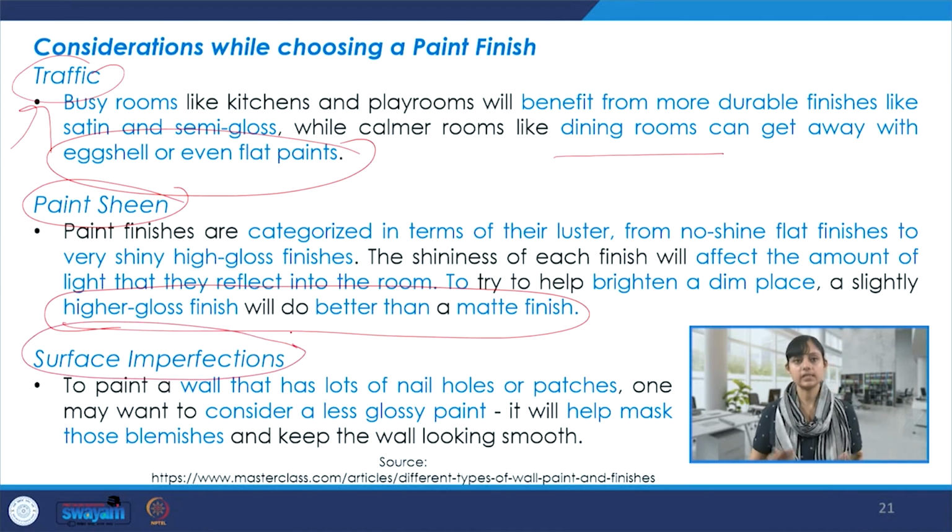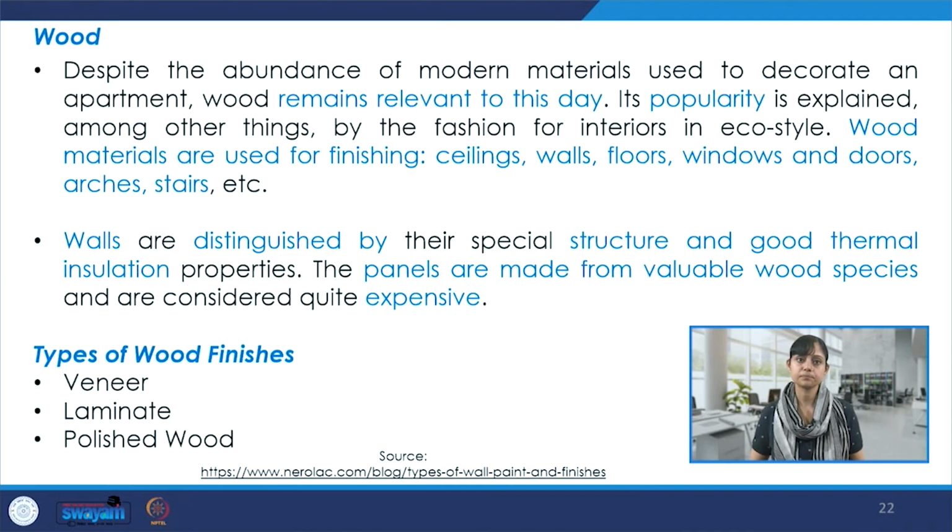Surface imperfections, again, one has to consider them before selecting the paint finish. So, to paint a wall that has lots of nail holes or patches or undulations, one may want to consider a less glossy paint. It will help mask those blemishes and imperfections.